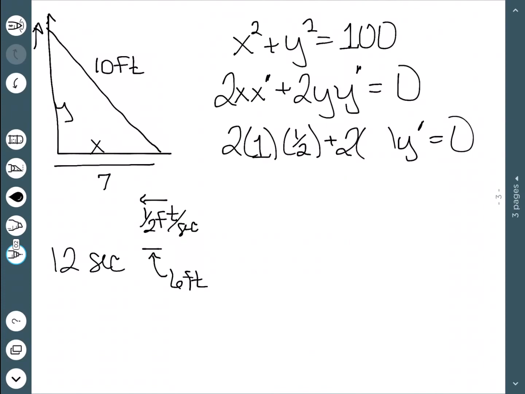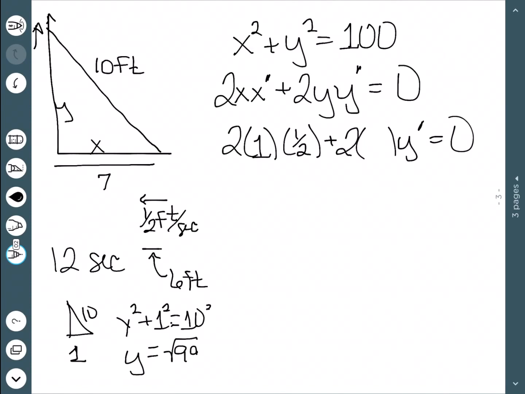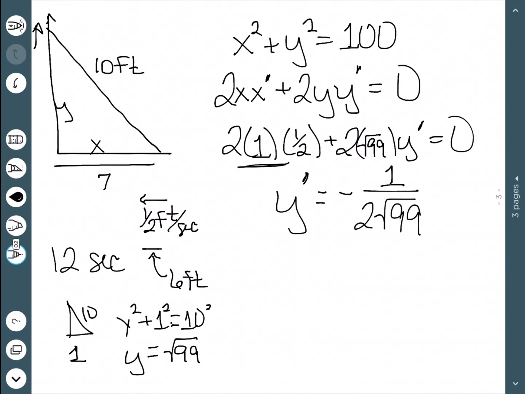However, what is y? And this is going to require a little more work, but it's not impossible. We still have a triangle. I still know the hypotenuse is 10, and we just said that this value is 1. So we have y squared plus 1 squared is equal to 10 squared. So y is going to be equal to the square root of 99. We can then solve for y prime. This value is just 1, so minus 1 over 2 square root of 99. And this is how quickly this is changing.